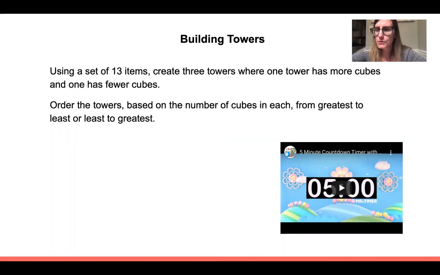So you're going to use your 13 items, whatever it is that you grabbed from where you're at, and you're going to create a city with 3 towers. One tower is going to have more cubes, and one is going to have fewer cubes. And all together, you're going to have 3 different towers. And then you're going to put those in order from greatest to least or least to greatest. So let's say that. Can you tell me in your own words, what's your job to do today?